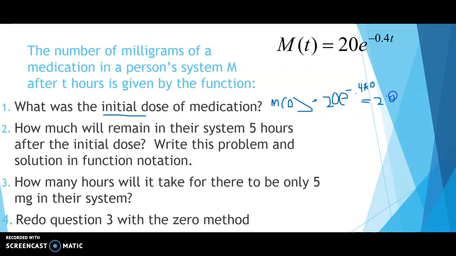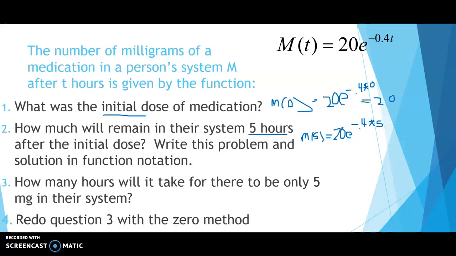All right, so let's look at the next question. How much will remain in their system 5 hours after the initial dose? Write this problem and solution in function notation. Well, we're asked about 5 hours. 5 hours is a time, so we're putting that into our formula for T. So very similar to the problem we just did. The amount of medication in milligrams 5 hours after the dose is equal to 20 e, exponent this time is negative 0.4 times 5.